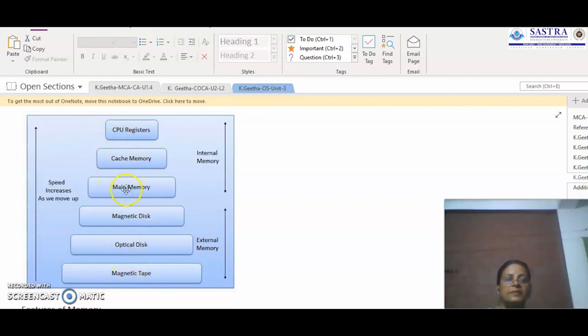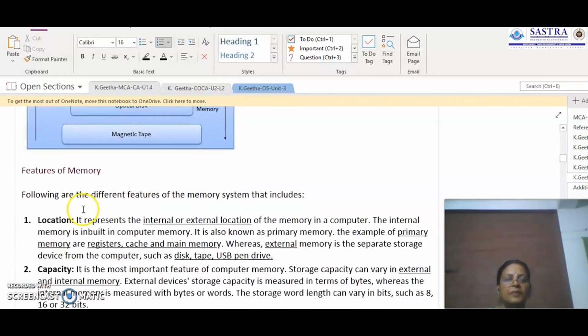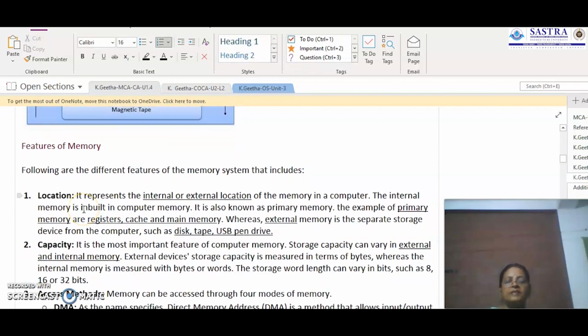So this explanation we have already discussed in the previous session. Now we will just see the various features of the memory. How are we going to classify the memories based on some features? First, we will identify the location of the memory, where it is actually going to be located.